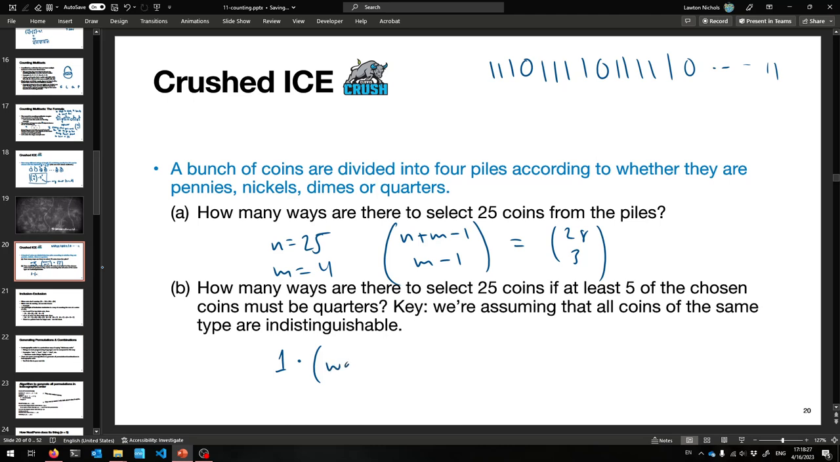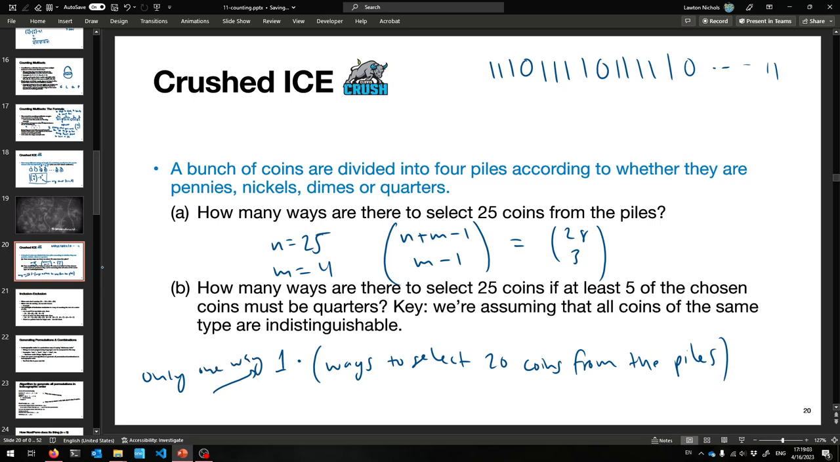So the only thing that matters here is you selecting the 20 other coins. You forced 5 of them to be quarters. So it's 1 times the number of ways to select 20 coins from the piles. You can take more quarters if you want. You've just forced yourself to take 5 already from the piles. That's the idea. And this is the number of ways to pick 5 quarters, assuming they're all indistinguishable. Just grab a handful of 5. You're done. There's only one way to do it. Only one way to pick 5 quarters. And so your choice only lies in picking 20 other things if you've forced yourself to do something.